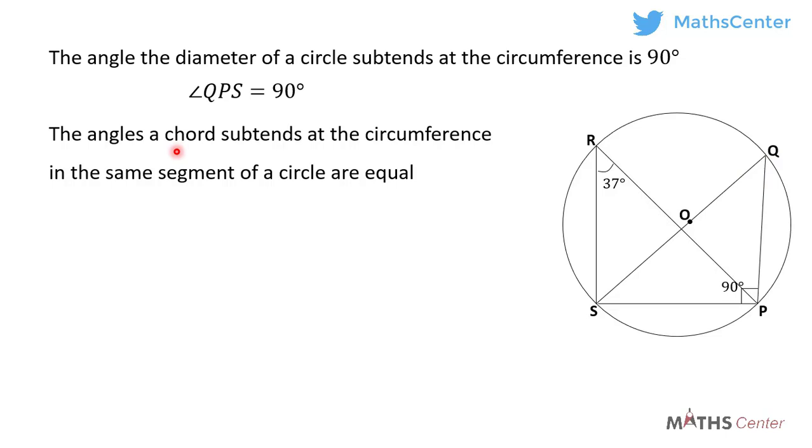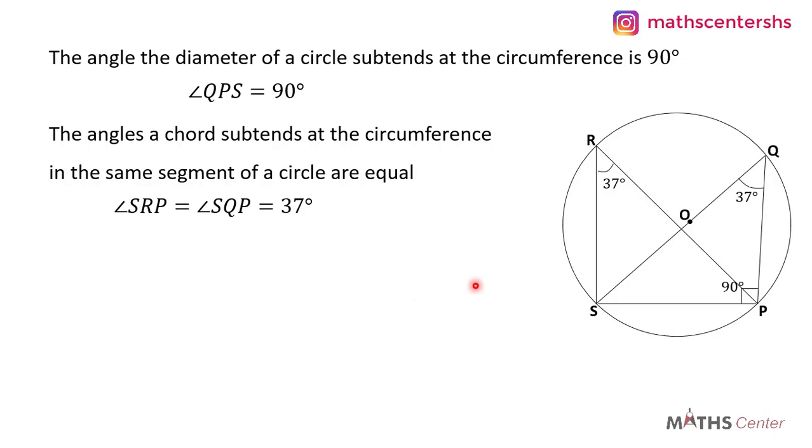The theorem here says that if the same chord subtends different angles in the same segment of a circle, those two angles are equal. What this means is that the angle SRP, that is the angle the chord SP subtends at the point R, is equal to the angle SQP, which is the angle the chord SP subtends at the point Q. So the angle at point R is 37 degrees and the angle at point Q is also 37 degrees.